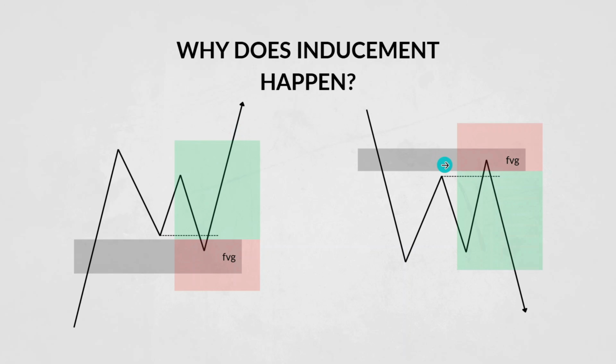Same idea can also happen in a bearish scenario. Traders will be looking to sell from this level because price created a high. And then what eventually happens, price then pushes to the upside, taking out early sellers and then tapping into the fair value gap before pushing to the downside.